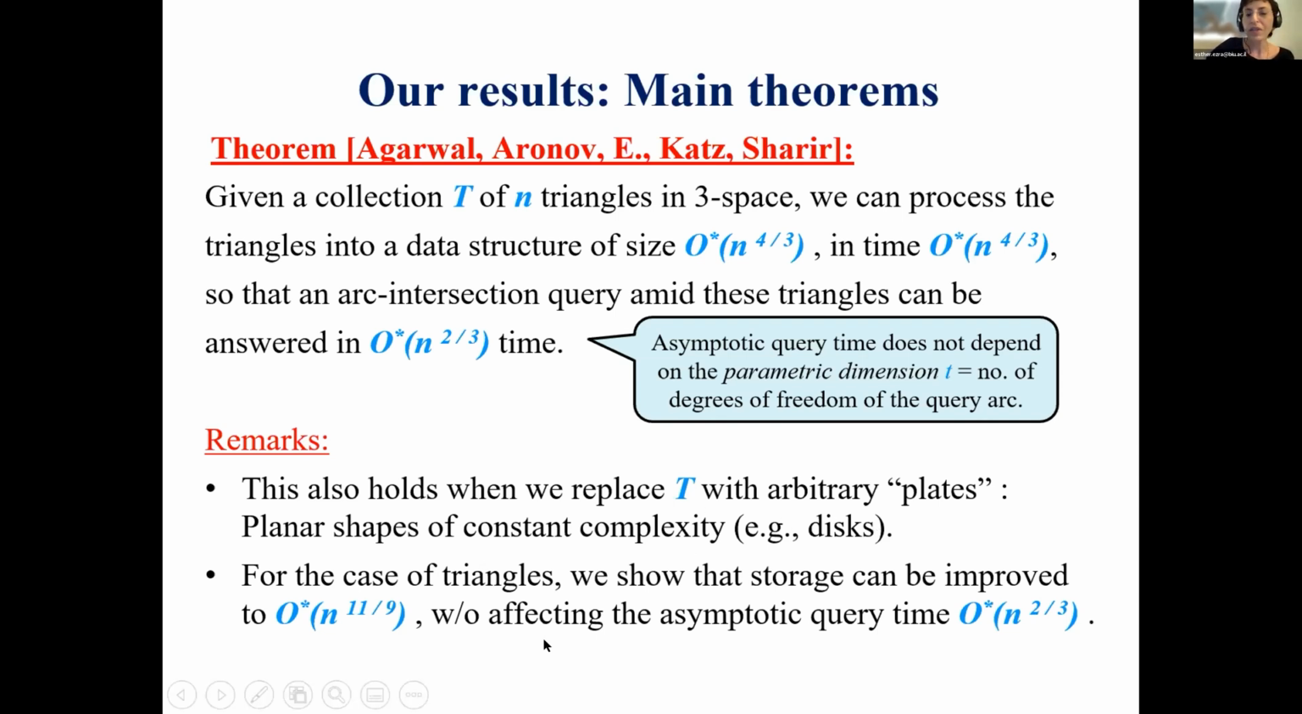And actually, for the case of triangles, we show that the storage can be improved to n to the 11/9 without affecting the query time.